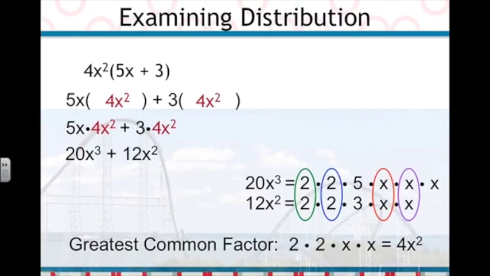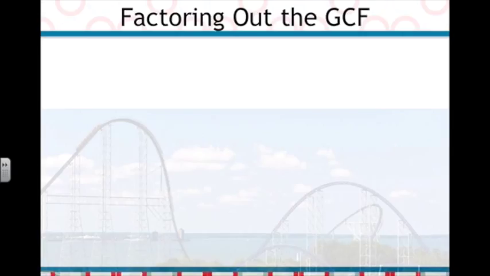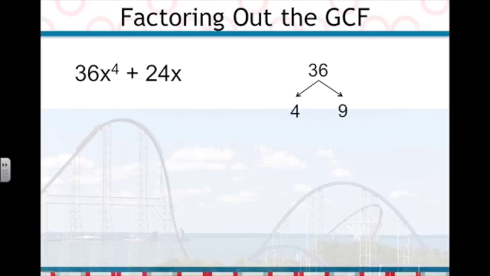Now that we've dissected the process of distributing and factoring, let's work through some examples where we don't know the original multiplication problem. First, let's factor 36x to the fourth plus 24x. 36 is the first coefficient, which we can factor into 4 times 9. The 4 factors again into 2 times 2, and the 9 factors again into 3 times 3. So 36 equals 2 times 2 times 3 times 3.